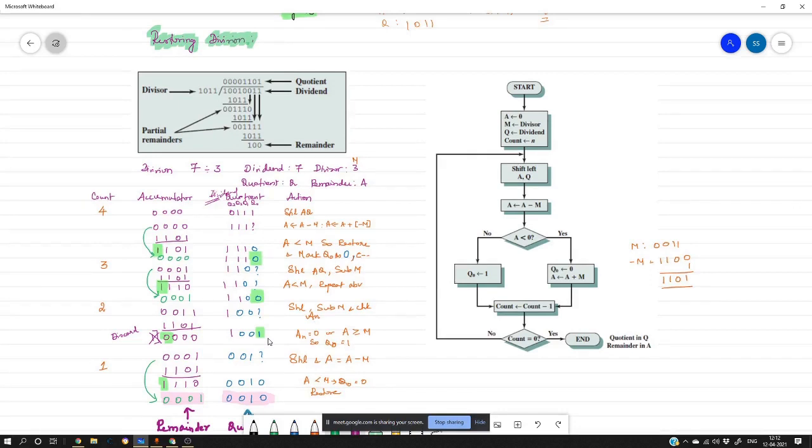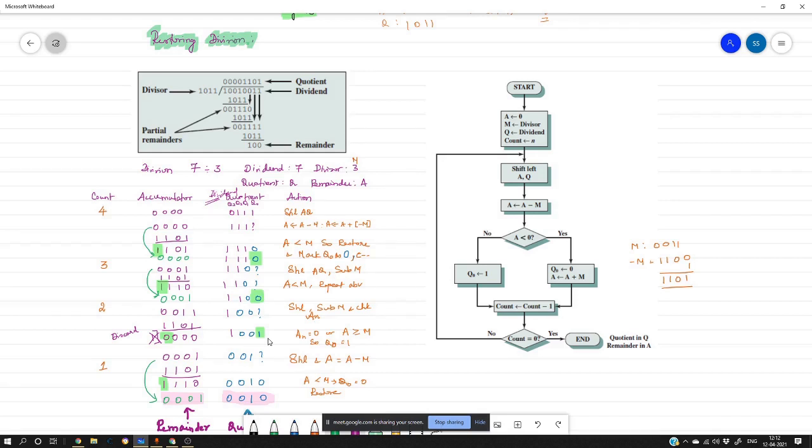So we have two different numbers. One is called the divisor. The one which actually divides another number is called the divisor, and the one that is getting divided is called the dividend, right? So you have two inputs, divisor and dividend. As in the case of multiplication, where we had multiplier and multiplicand, you're having divisor and dividend.